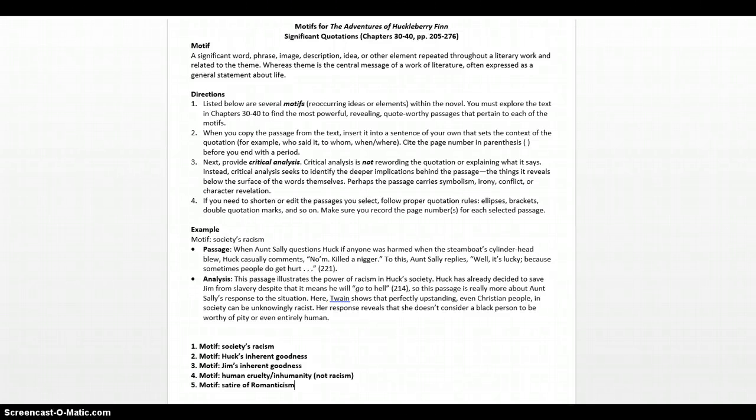Okay, class, so for chapters 30 through 40 of The Adventures of Huckleberry Finn, we are going to take a break from doing the typical discussion boards that you've done for most of the chapters, and we're going to look at the motifs. If you look at the definition at the top of this page, a motif is a significant word, phrase, image, description, or idea that's repeated through a literary work that helps relate to the theme.